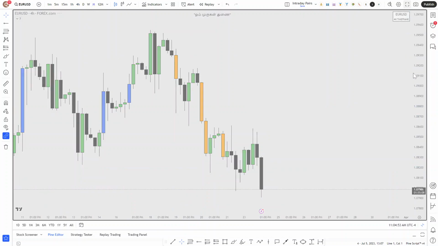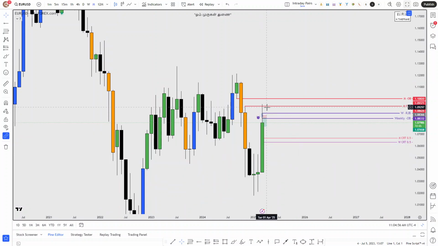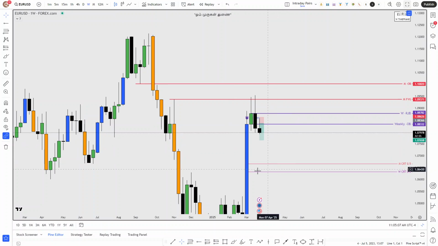Again, from euro, we can see the same kind of price action in an inverse manner compared with Dixie. We can see this monthly FEG, bearish FEG, and the price was nicely respecting that, and we can see this reaction coming down. Then we move into weekly time frame. Whatever we have seen in Dixie, we see the same thing in opposite manner in euro.